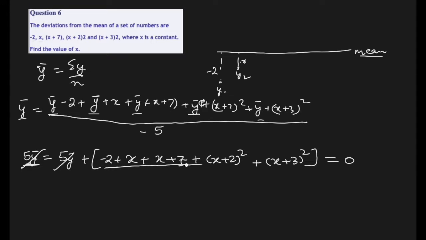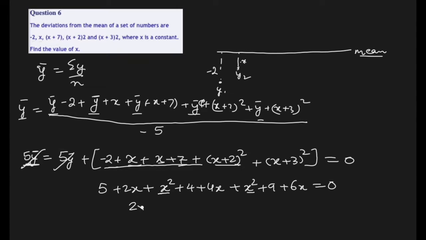So minus 2 plus 7 is 5, x plus x is 2x. For x plus 2 squared, (a plus b) whole squared, that's what we will use. So x squared plus 4 plus 4x. x plus 3 squared is x squared plus 9 plus 6x, equal to 0. x squared plus x squared is 2x squared, 2x plus 4x plus 6x is 12x, 5 plus 4 is 9 plus 9, 18.